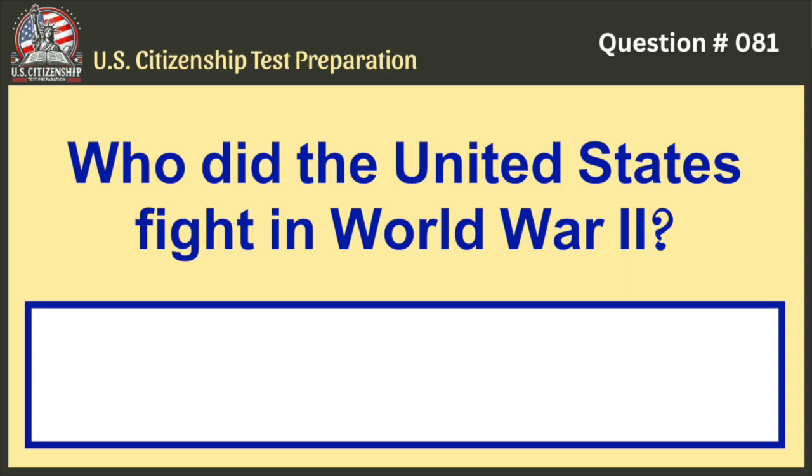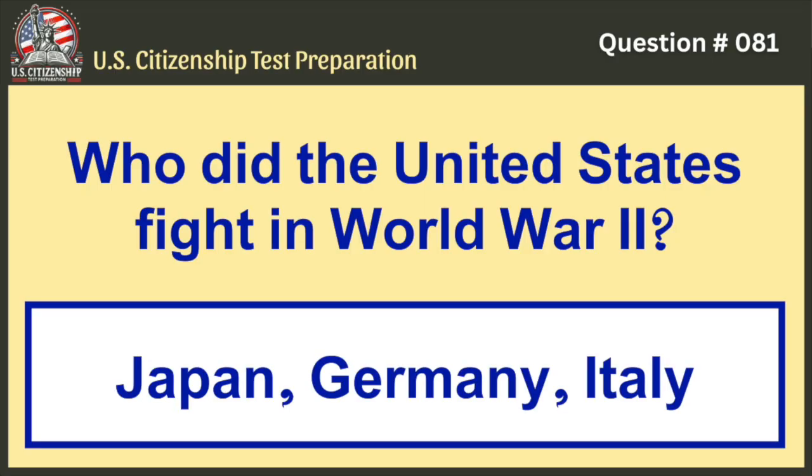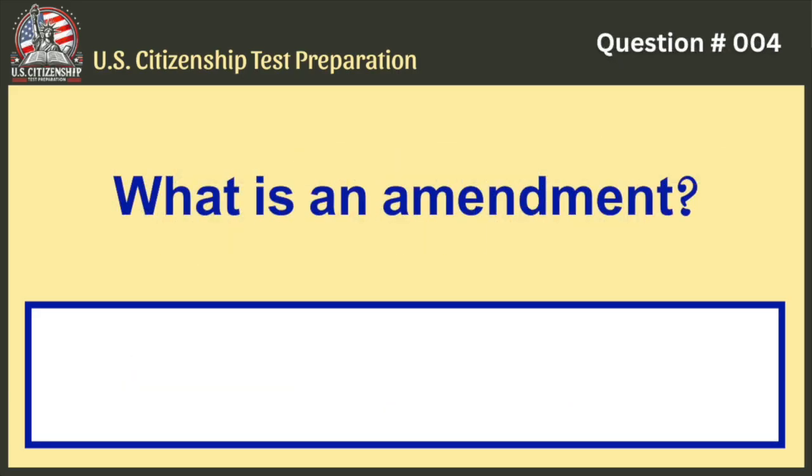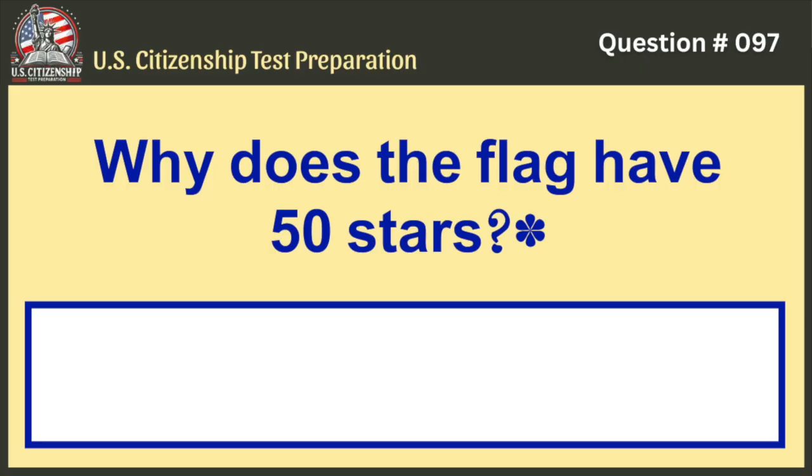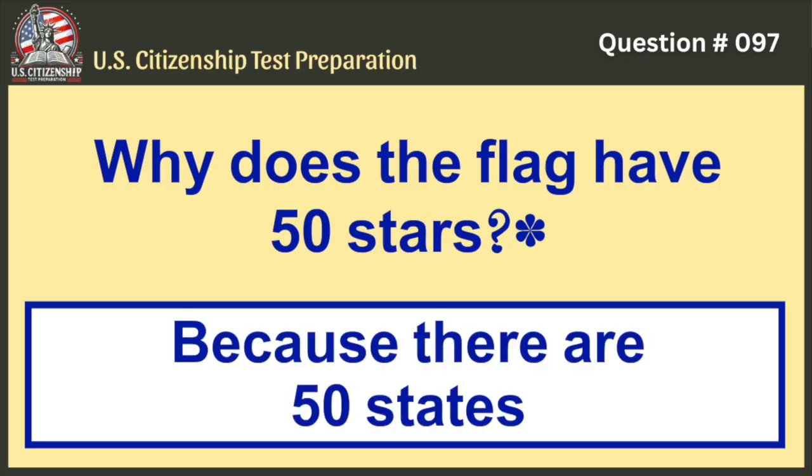Who did the United States fight in World War II? Japan, Germany, and Italy. What is an amendment? A change to the Constitution. Why does the flag have 50 stars? Because there are 50 states.